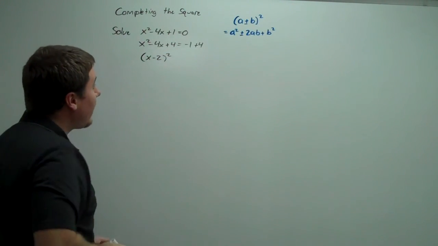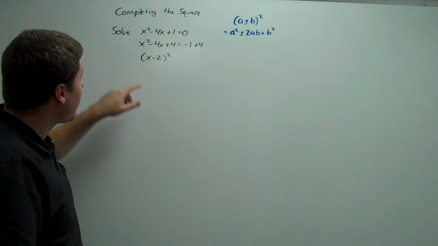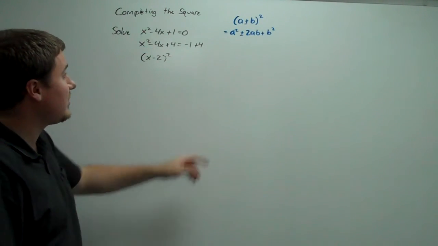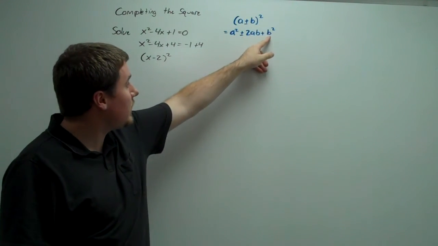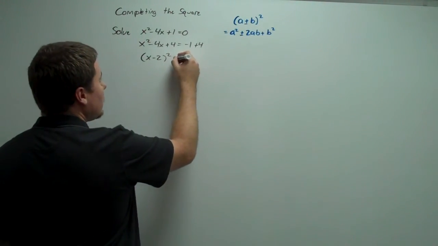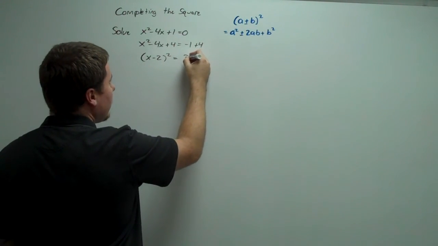Now if you don't want to do that factoring, here's a little shortcut. It's always half that middle term, the thing that we squared in the first place. We found b from b squared. So it's half that middle term squared. Equals -1 plus 4, which is 3.